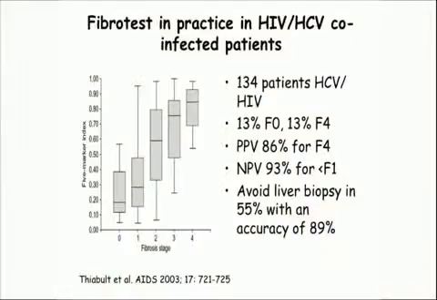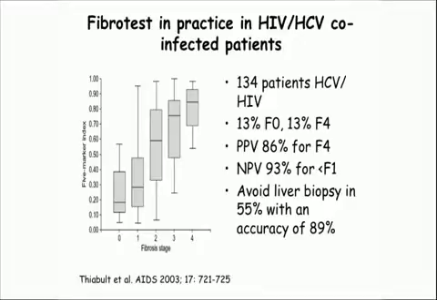Do they help? Do they work in co-infected patients? Clearly, a number have been evaluated in HIV settings. So this is FibroTest for HIV Hep C co-infected patients. And as you can see, they're really good at discriminating people with no fibrosis from cirrhosis. But in between all of that, there's a big overlap.